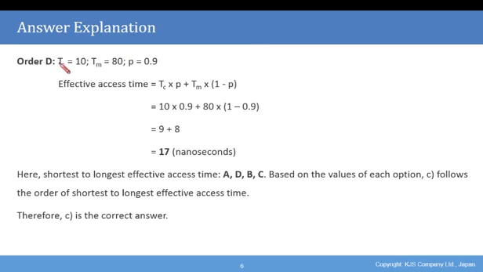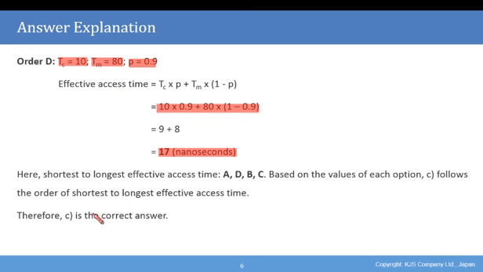Finally, order D, Tc is equal to 10 nanoseconds, Tm is equal to 80 nanoseconds, and the probability of a data point being stored within the cache is 0.9. Here we follow the same calculation, and then we work this out to be 17 nanoseconds. We can do the check again that our effective access time is within the bounds of the cache access time and the main memory access time, and this holds.